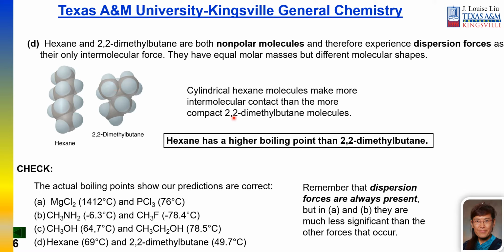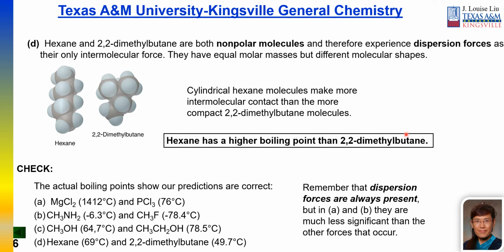Therefore, your 2,2-dimethylbutane molecule has 2 branches. Meaning the cylindrical hexane has a higher symmetry. The intermolecular forces, which is the London dispersion, is higher. So your 2,2-dimethylbutane, imagine you have 2 branches, so the attraction will be lowered. Therefore, your hexane has a higher boiling point than the 2,2-dimethylbutane.